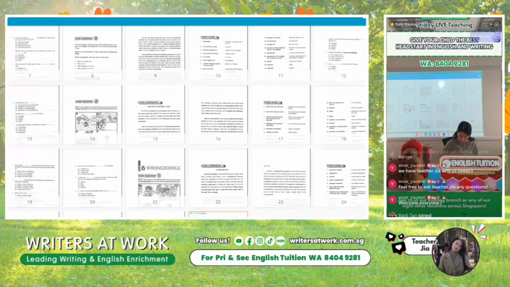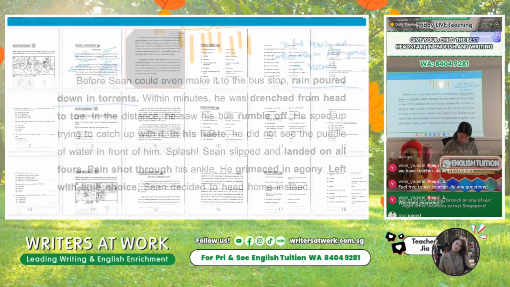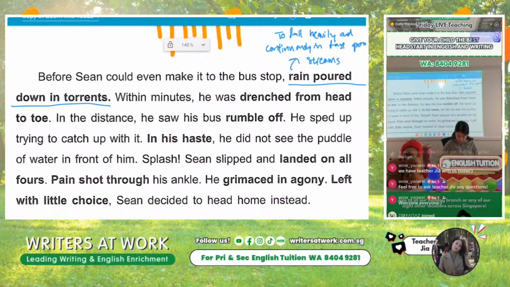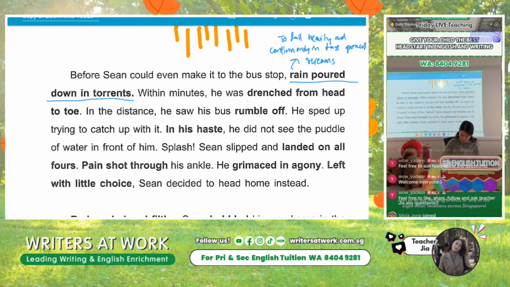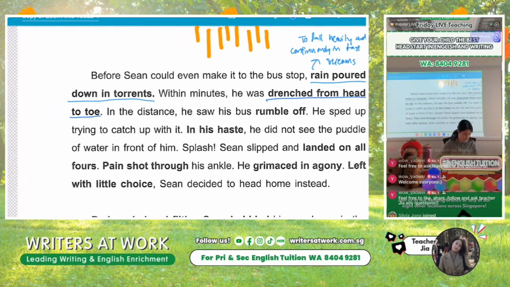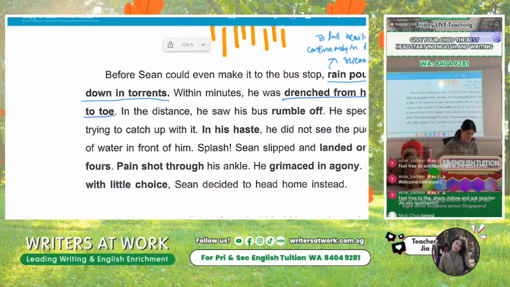Okay, where were we? Okay, here. Let's continue. Drenched from head to toe. This is one of the words you guys would want to remember. When you're saying someone is drenched from head to toe, you mean they are soaked. They have been under the rain. They're just soaked. You can use this as a bit of foreshadowing: oh, they are about to get sick. You mean they are completely soaked.